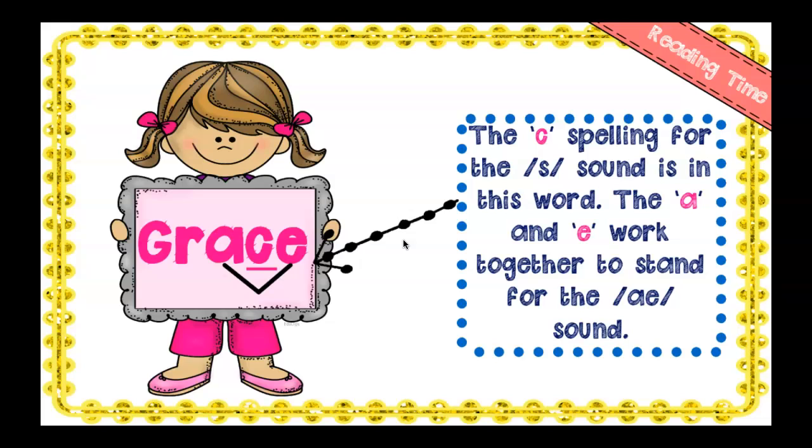Okay, now in her name, Grace, the C spelling makes the S sound. Grace. And this A and the E work together to make the A sound, the long A, with that bossy E or that magic E. So I wouldn't say this word G or k. No, it's Grace.